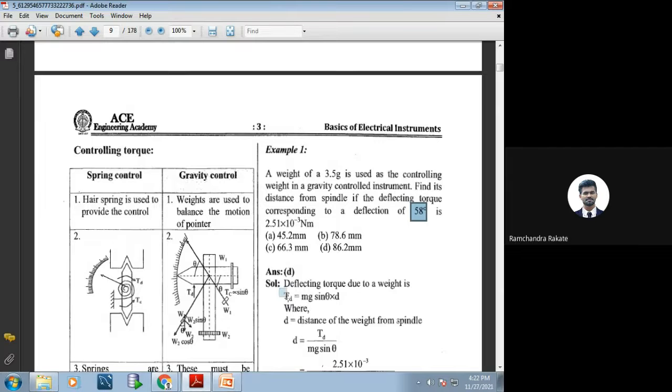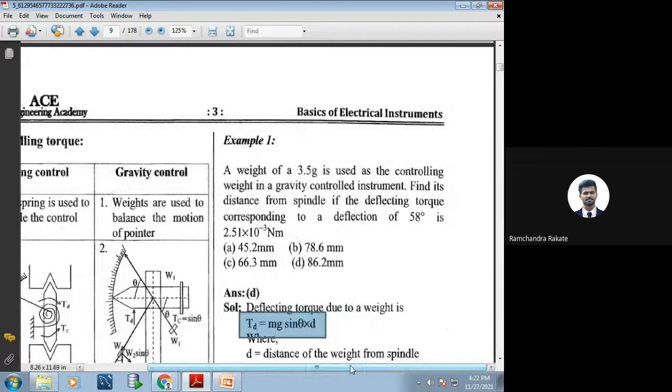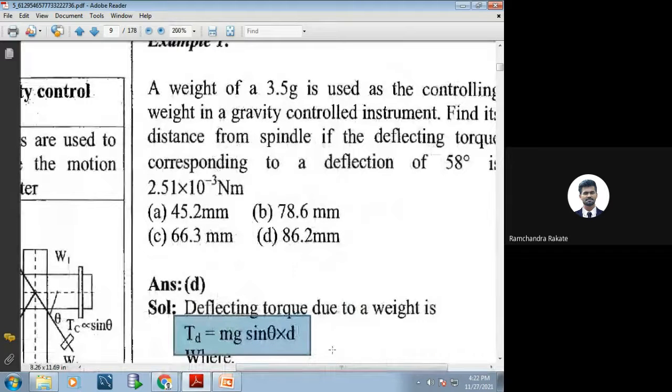We have the formula Td equal to... I'll just highlight it for you, the question. Yes, so this is the question.